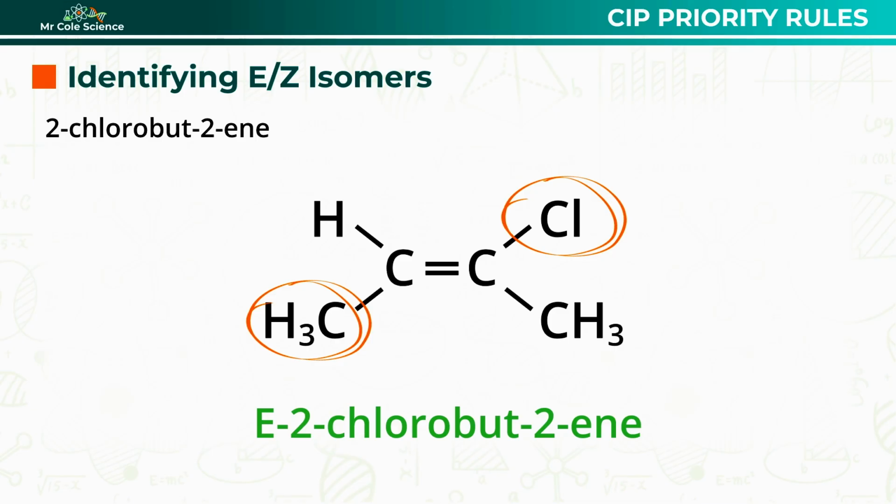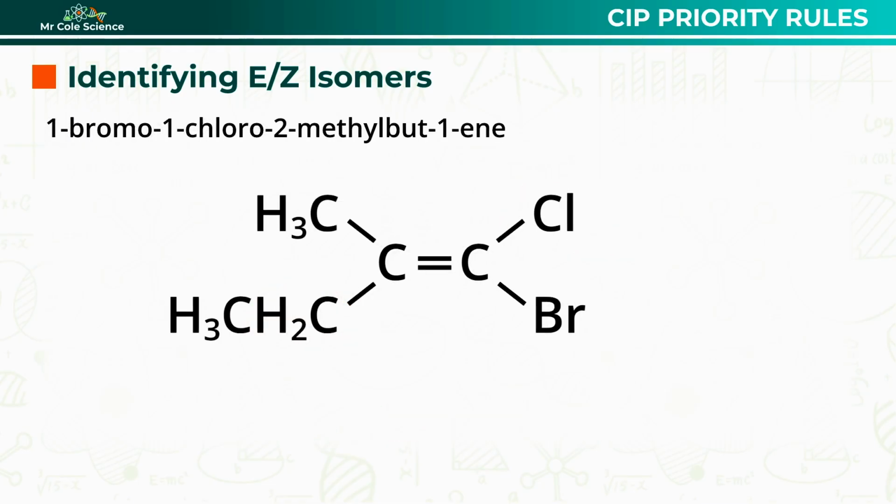Now let's move on to a slightly more complicated example, one where we don't immediately have two different atoms bonded to the carbon atoms within our double bond. So here we have 1-bromo-1-chloro-2-methylbut-1-ene. But again, the question we need to answer is whether this is the E isomer or the Z isomer. Let's take a look. So let's start with the atoms directly attached to the carbon on the left-hand side of our double bond. Remember, we're trying to build a repeatable process that we can follow each and every time.